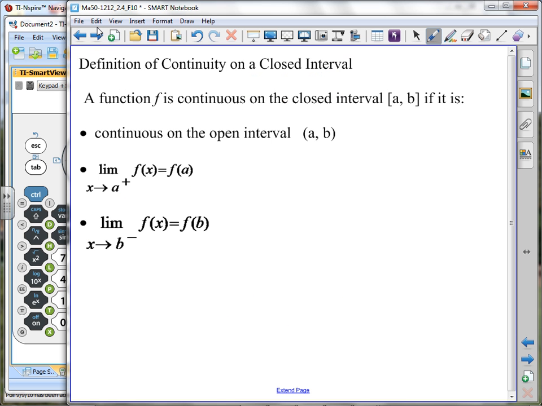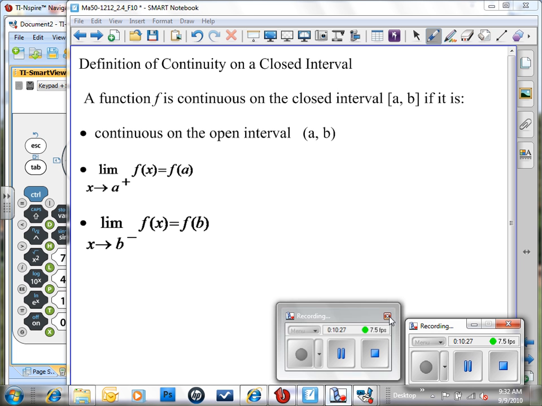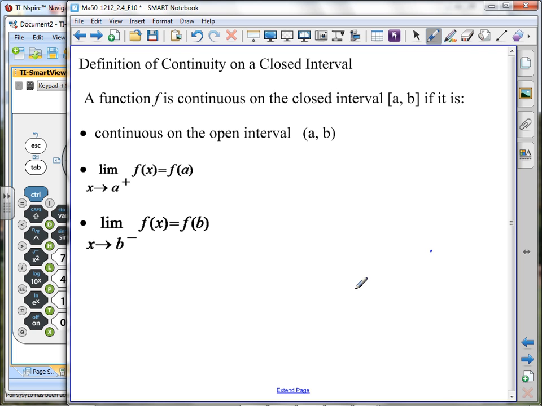Okay, let's see here. Definition of continuity on a closed interval. Now, on a closed interval, what we're saying is, again, these brackets mean that we have a less than or equal to, not just less than, and x, the input, and less than or equal to, and then the other quantity there. As opposed to this, which is saying that we have A is less than X is less than B. So be real careful when you read these.